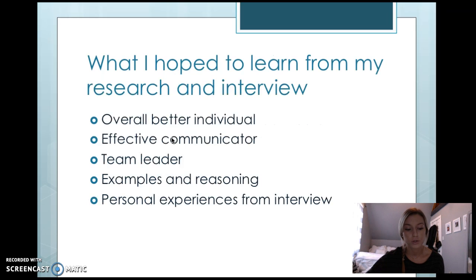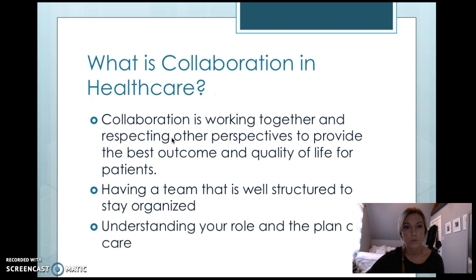Well, I originally hoped to learn ways that I could become a better individual when working with a team in my future career. I hoped that I would be educated on ways to be an overall better individual, effective communicator, and team leader, and that the research would give great examples and reasoning as to why things are done a certain way, and that's exactly what they did. When interviewing the healthcare professional that I chose, I found that she had many examples in past situations that helped her understand why she felt collaboration in healthcare was so important, which I will go more into detail later in the presentation. So first, I'll go over what is collaboration in healthcare.